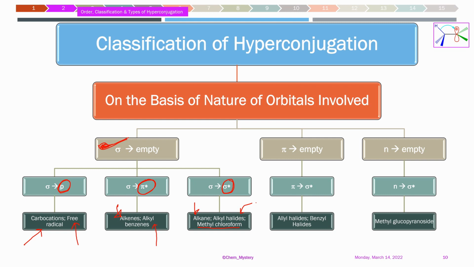We have non-bonding electrons also, they can be going into empty orbital, and this is one example we can see here, where the non-bonding electrons are going into the sigma star, that is sigma antibonding molecular orbital. Those sigma star antibonding molecular orbitals can be belonging to carbon hydrogen bonds. They can be belonging to some carbon heteroatom bonds like nitrogen, oxygen, fluorine as well. That changes from case to case. One example we'll be having in methyl glucopyranoside, and that is what we sometimes call the anomeric effect.